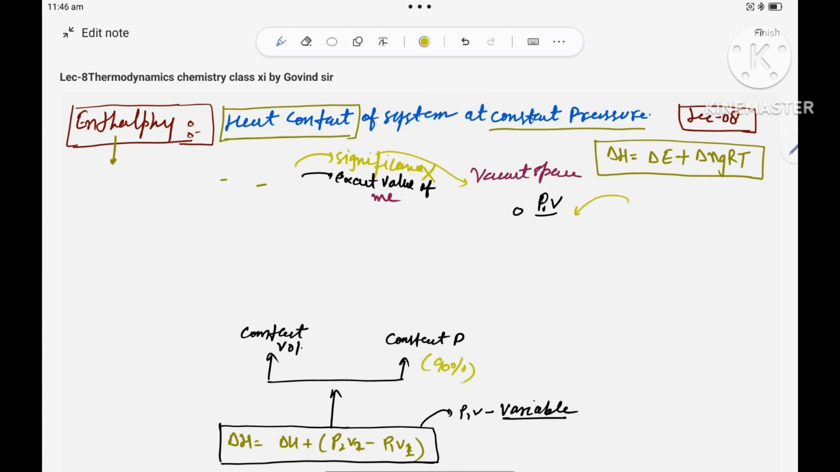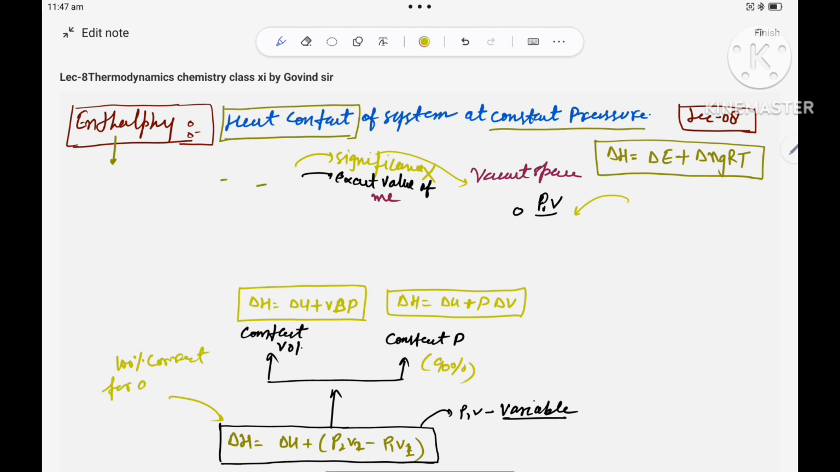Okay, constant pressure. So here the formula will be delta H is equal to delta U plus P delta V, since pressure is constant. And at constant volume, delta H is equal to delta U plus V delta P. That formula we have to use at constant pressure and constant volume. So this formula is valid, 100% correct, for any process, children.